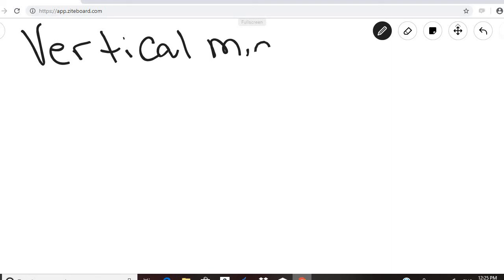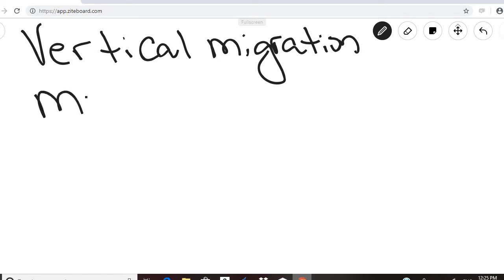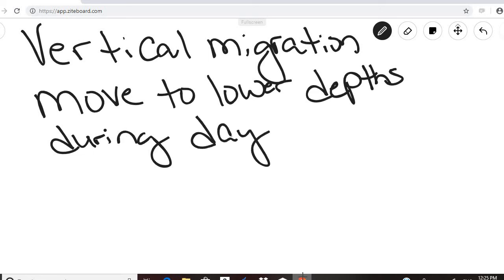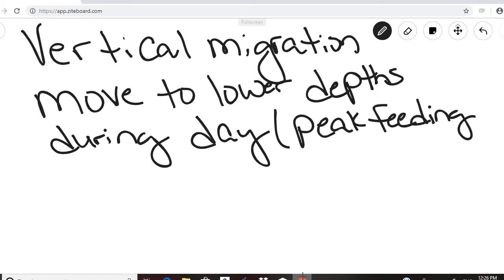Let me mention just one more thing and then we'll be done. There is something called vertical migration, also related to their feeding patterns. There are organisms that will move to lower depths during the day. And of course, during the day is peak feeding time for predators. So they will drop down to a lower depth.